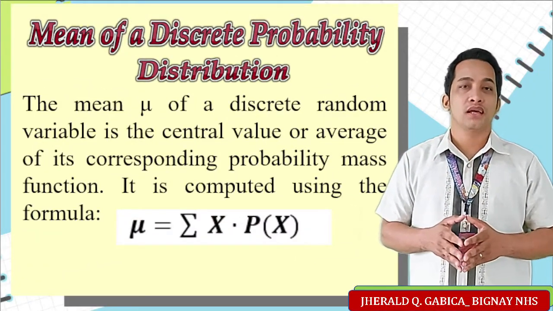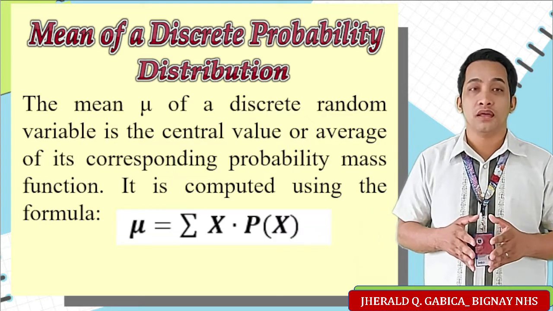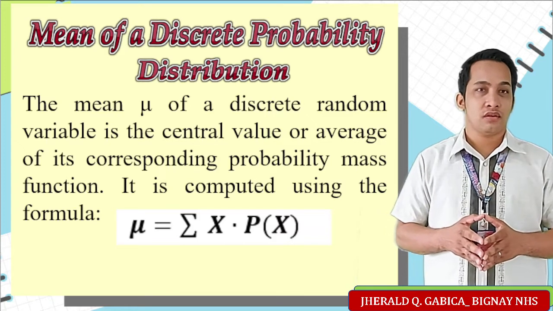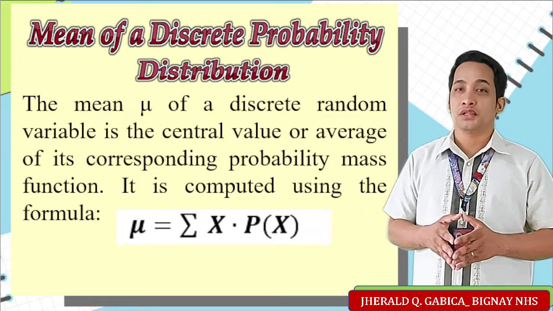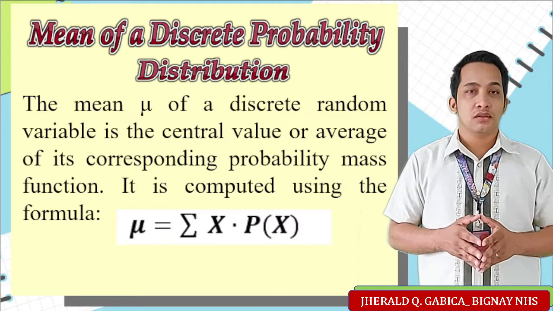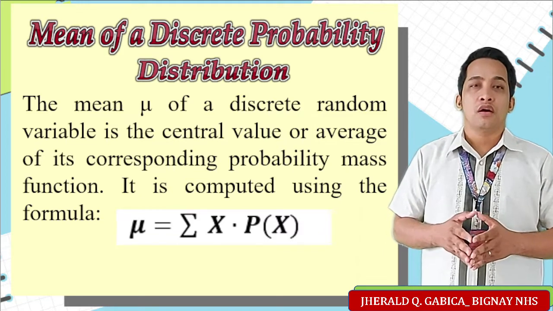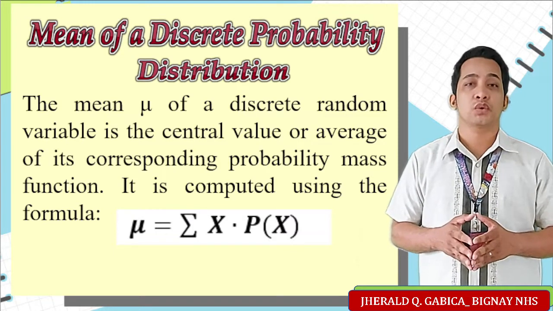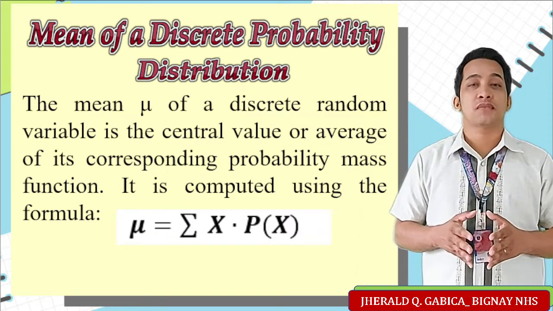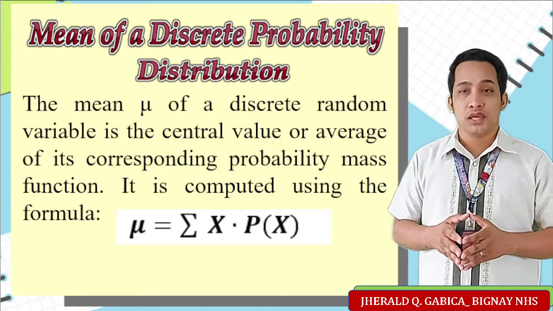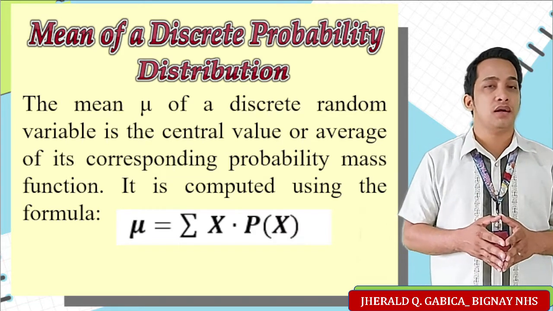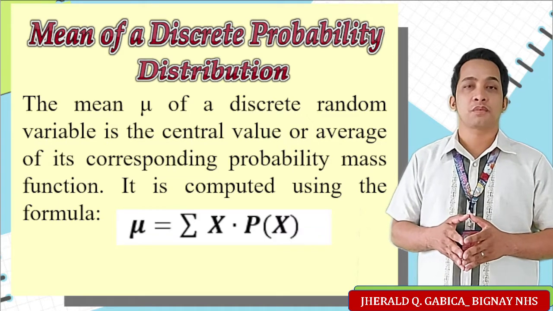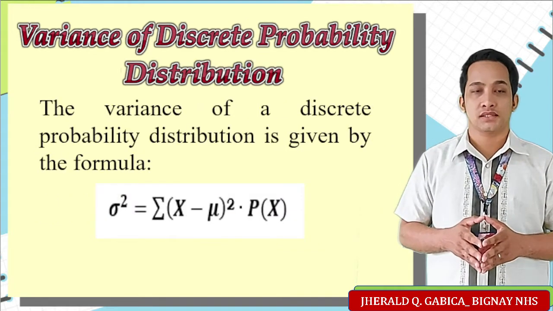Moving on, let's have the definition and formula of the mean and variance of a discrete probability distribution. For the mean of a discrete probability distribution, the mean, or using the mu symbol, of a discrete random variable is the central value or average of its corresponding probability mass function. It is computed using the formula: mean is equal to the summation of x times the probability of random variable x.